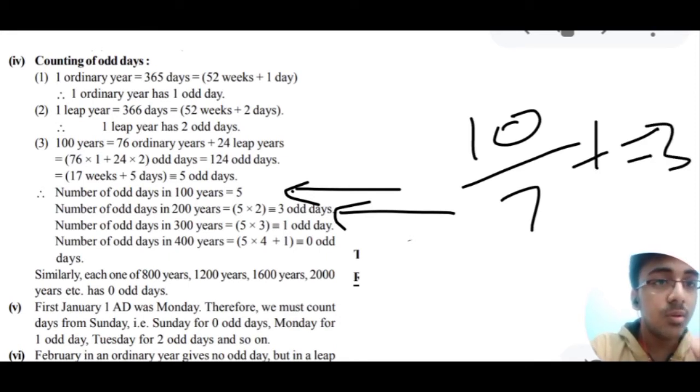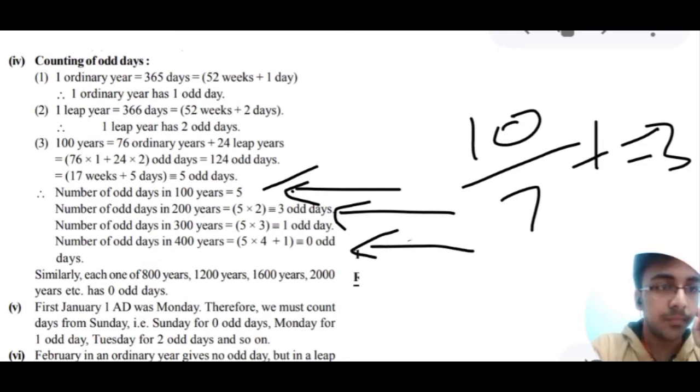Now in 300 years, we'll be having 1 odd day. How? If 100 years is 5, then into 3, that's 300 years, and we'll be having 15, and we can divide it by 7, the remainder will be 1, that means 1 odd day. And same applies for 400 years, we have 0 odd days. Because we'll have 5 into 4, that's going to be 20.